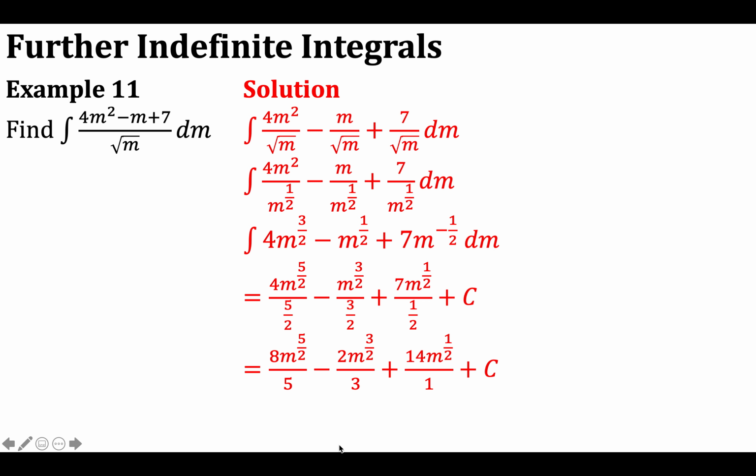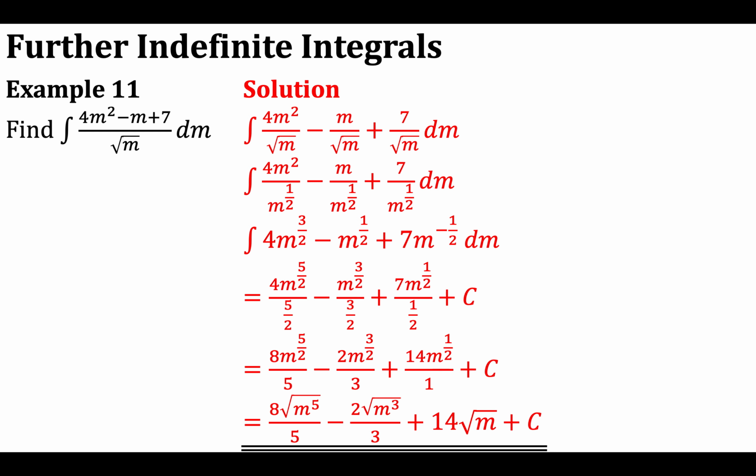And we can now express these terms with radical signs because we've got fractional indices here. So we get 8 times the root of m to the power 5 all over 5 minus 2 times the square root of m cubed all over 3 plus 14 times the square root of m plus c, and that is our final answer. So you need to make sure your indices here are up to scratch, and that you're able to manipulate this algebra before trying to integrate anything.